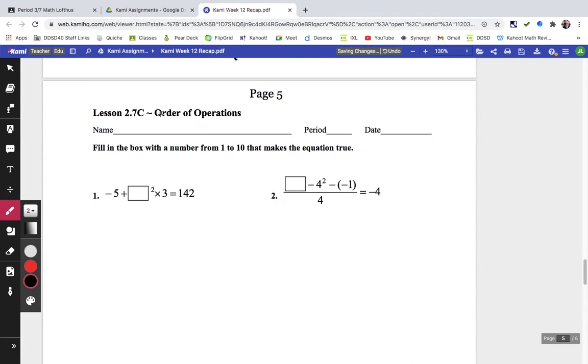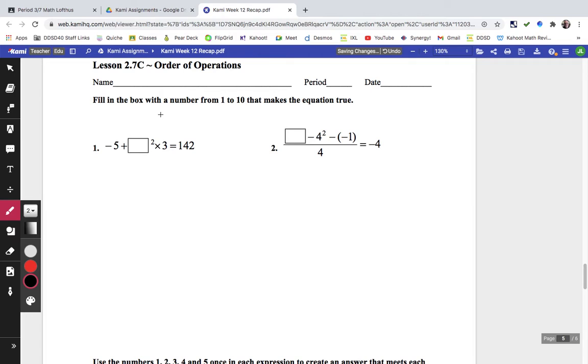And we're going to fill in the box with the numbers 1 through 10 to make the equation true. So I want to square something and then multiply it by 3, and it's going to equal 147, because if I take this 5 and I add 5 to it, that cancels that out, and this is equal to 147.